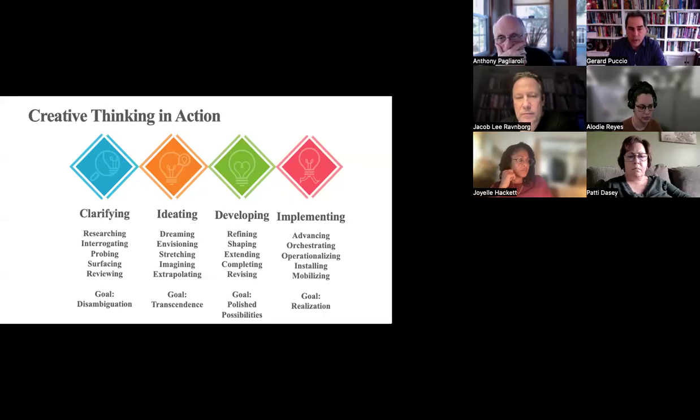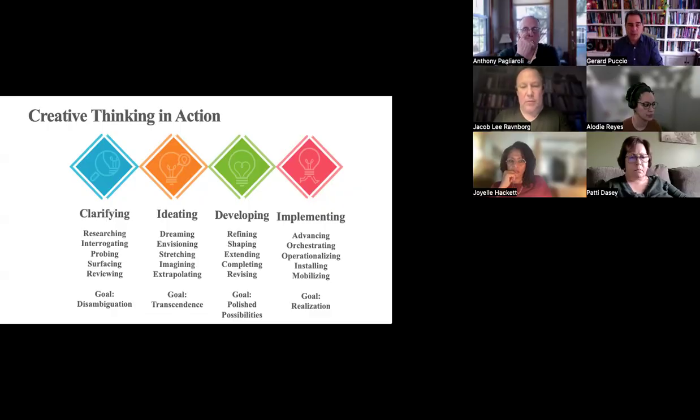Developing is focused on using analysis to take something that shows promise and to refine it. So some action verbs related to developing are refining, shaping, extending, completing, and revising. The goal of the developing step in the process, and people who prefer this form of thinking enjoy taking something that seems to have promise and polishing it and perfecting it.